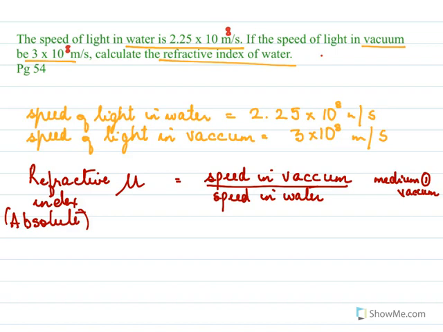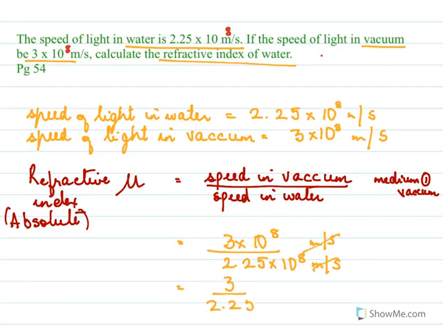Let's put our values. Speed in vacuum, 3 into 10 raised to power of 8, over 2.25 into 10 raised to power of 8 meter per second. So this cancels out, and you get 3 over 2.25, which is 300 over 225. The answer is 1.33. It will have no units because the units cancel out; it is a ratio of the same quantities. So the absolute refractive index of water is 1.33.